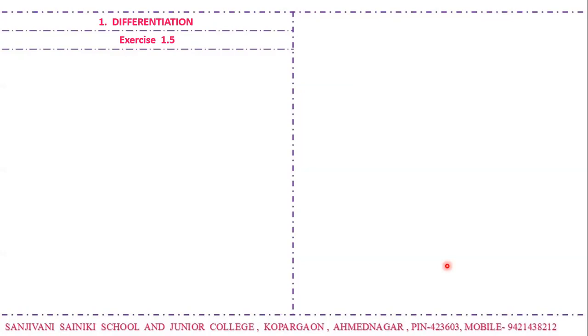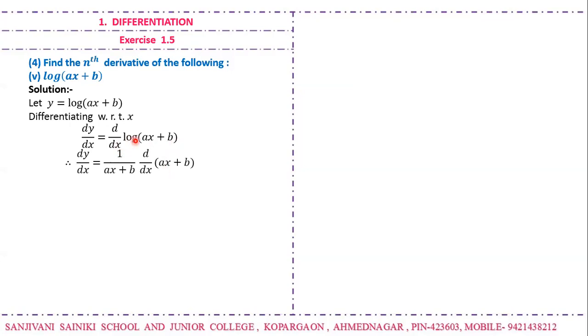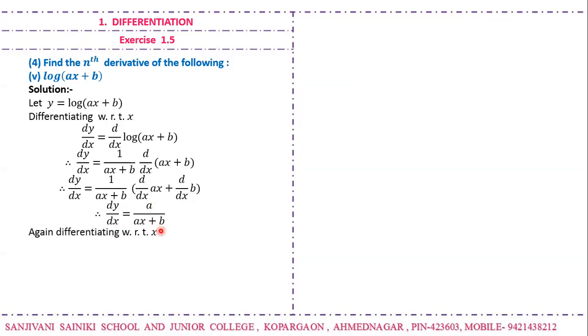The next example is find the nth derivative of the following: log of ax plus b. Now as y is equal to log of ax plus b, after differentiating it we get d by dx of log of ax plus b as 1 upon ax plus b into d by dx of ax plus b. So here we are using log of f of x is 1 upon f of x into f dash of x. So 1 upon ax plus b into d by dx of ax plus b. D by dx of ax is a, and d by dx of b is 0. So we get dy by dx as a upon ax plus b.